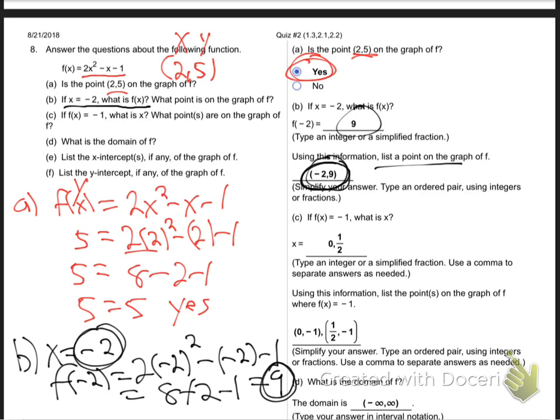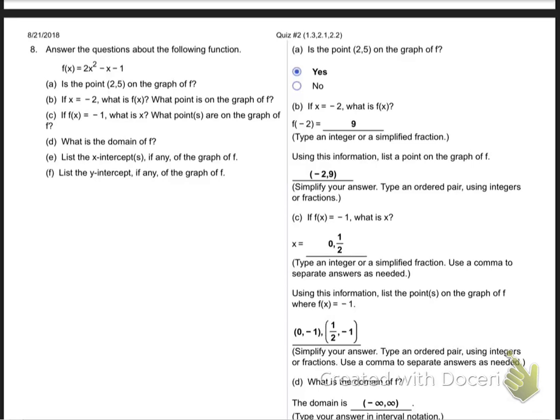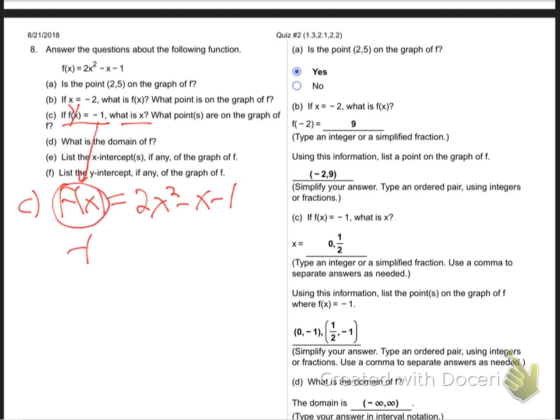All right, let's go to part C. I'll move it over here. Part C asks the question, if f of x is negative 1, what is x? Now f, that's the same as y. So for part C, I'm taking this equation, f of x is 2x squared minus x minus 1, and I'm letting the whole f of x be negative 1. I'm not just plugging negative 1 in for x. They didn't say x is negative 1, right? Look here. It says the whole f of x is replaced by negative 1.